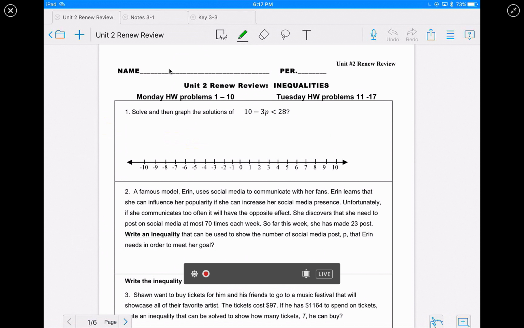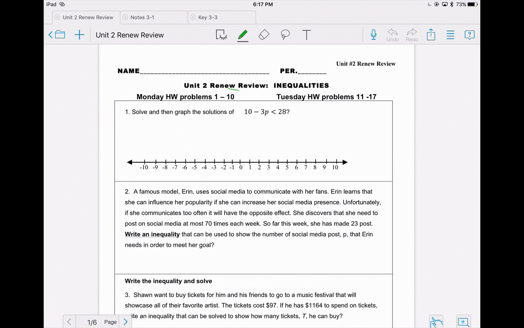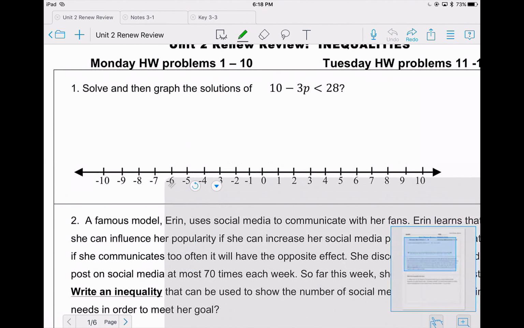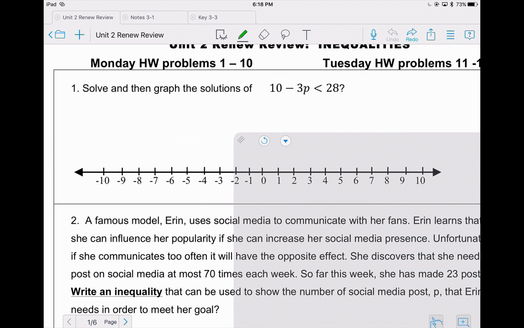This video is for the Unit 2 Renew review over inequalities, and this is going to be the Monday's homework side, homework problems 1 through 10. Problem 1 asks us to solve and then graph the solutions of 10 minus 3p is less than negative 28.